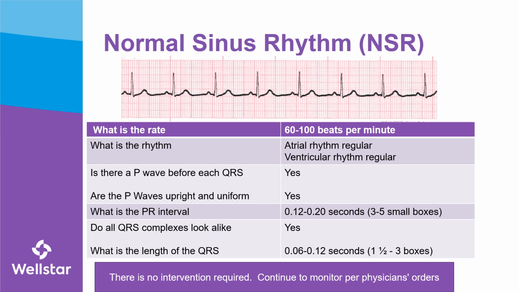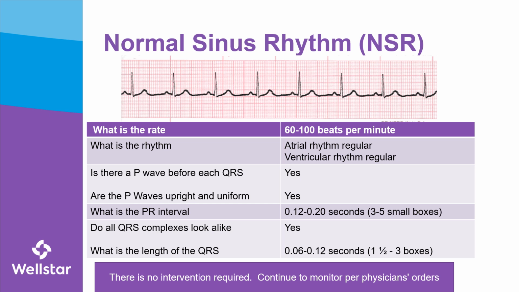The rhythm of a normal sinus rhythm is going to be regular, and atrially, those P waves are consistent, and the ventricular rhythm is also going to be regular. Those QRS complexes are going to be where they need to be regularly. Is there a P wave before each QRS? In this case, yes, there is one P wave to every QRS complex. Are the P waves upright and uniform? Yes, they are.